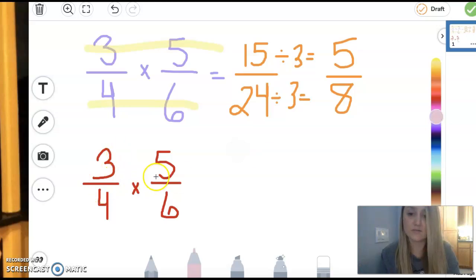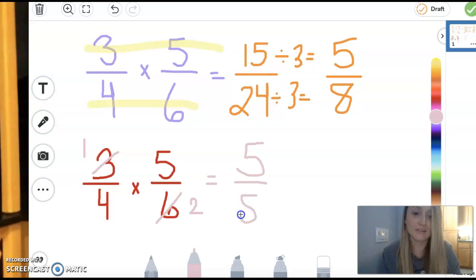Okay, so 5 and 4, nothing's in common. 3 and 6, we have 3 in common, so 3 divided by 3 is 1. 6 divided by 3 is 2. So our answer would be 5 over 8. So notice you get the same answer each time, but this way I feel like it helps you work with smaller numbers, because I saw a lot of people that would stop once they multiplied straight across, and that would actually be wrong because you have to simplify into simplest form.